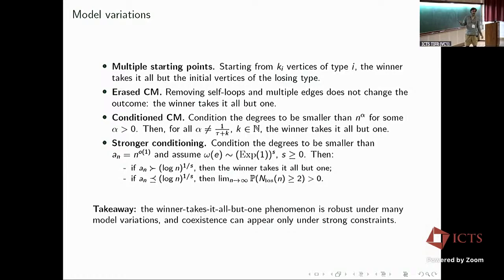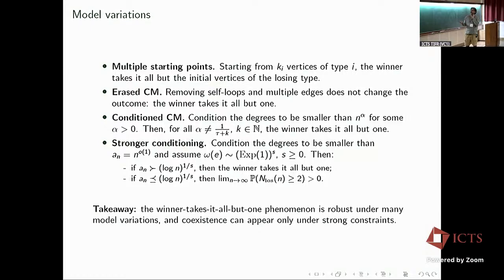If you condition the configuration model to have degrees smaller than a certain power of n, then of course, for some specific values of this alpha, you say n to the alpha, you can understand how distances work in the model. And then again, we have the winner takes it all but one, a very strong phenomenon. Under a stronger condition, if you condition even more, for example, something not as a power of n, but something a little bit less, depending on what this a_n is, if you condition a_n to be very small somehow, then you can see that the loser can get more than one vertex. You can see that the loser starts going out. It's basically cutting all the high degree vertices, so it becomes more similar to the other regimes. But the idea is this phenomenon is quite robust under different variations.